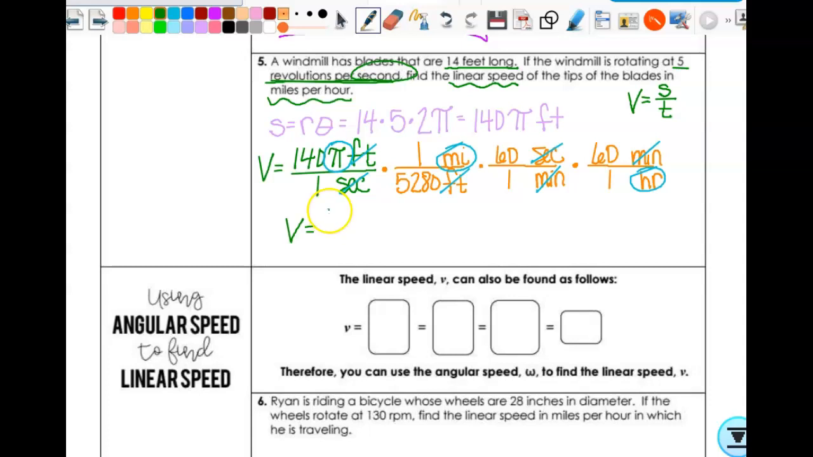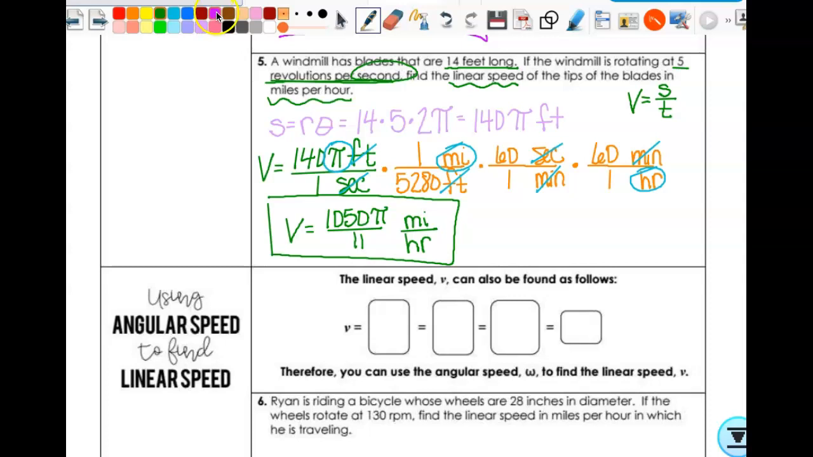Then you should get 1050 pi over 11 miles per hour. Okay. Any questions? If you write it all down and line it all up, get your units in there first, this is very doable for you. Should not be a brand new concept as far as the conversions are concerned. Any questions at all?